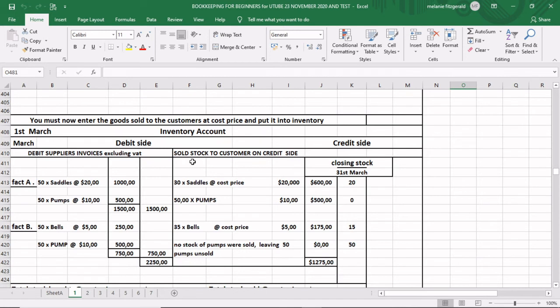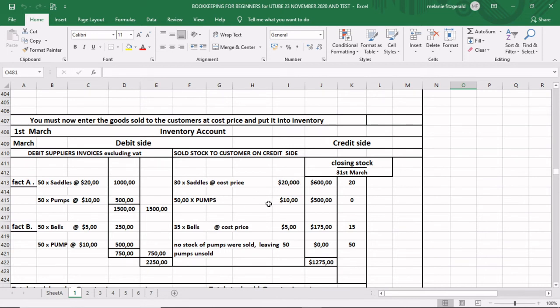Now remember I said to you, once we sell this stock, we're going to fill out on the credit side all the stock we sold. All right, we came to that. That was blank. So there's factory A and B like earlier in the early inventory account. So we're going to enter the goods sold to the customers at cost price and put it into the inventory. So we sold 30 saddles at $20 each.